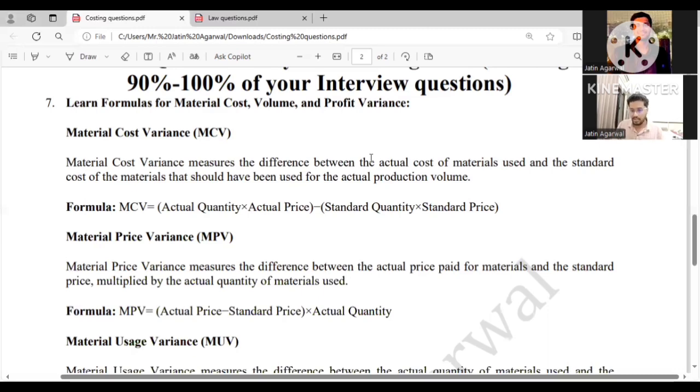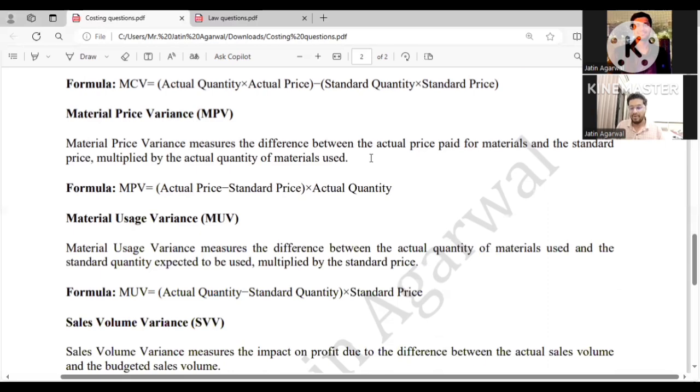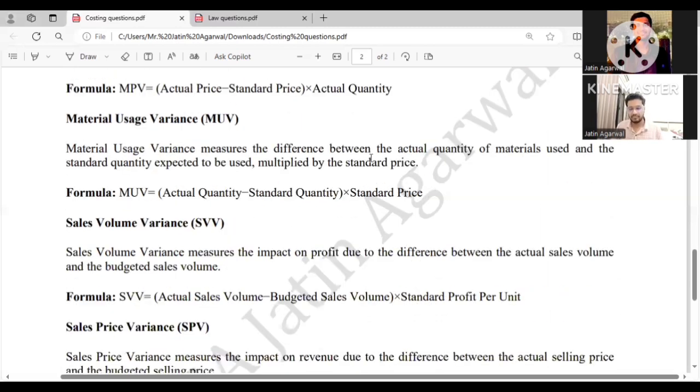So price deviation is there and we multiply it by actual quantity, right? Now material usage variance, production department is responsible for it, because they have used less or more of the standard quantity, right? That's why we do actual quantity minus standard quantity multiplied by your standard price.